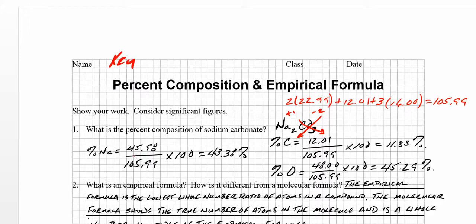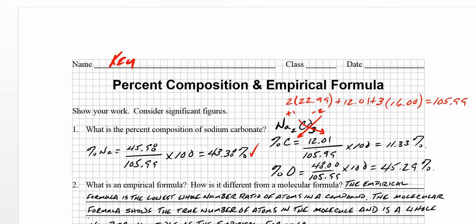105.99 is my total. So let's start with sodium. Percent by mass of sodium is 45.98 divided by the total of 105.99. It's percent, so we'll multiply that by 100, and we get 43.38% for sodium. So that's sodium. Let's take a look at carbon now.